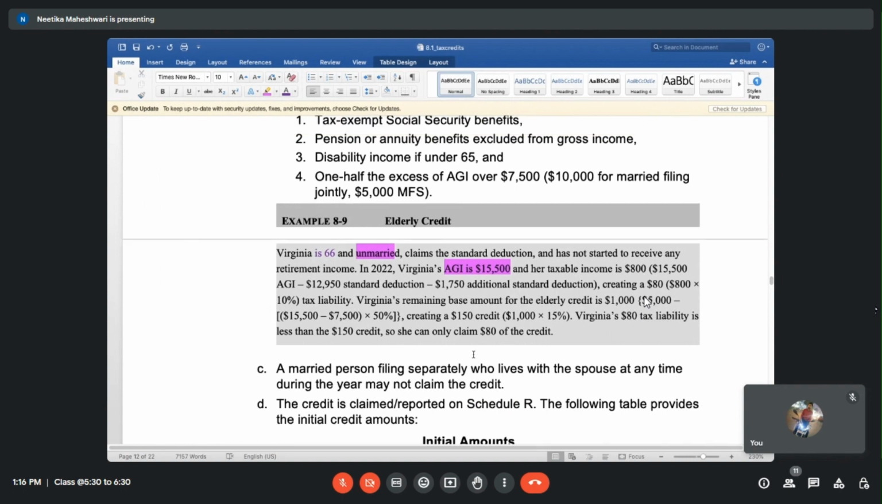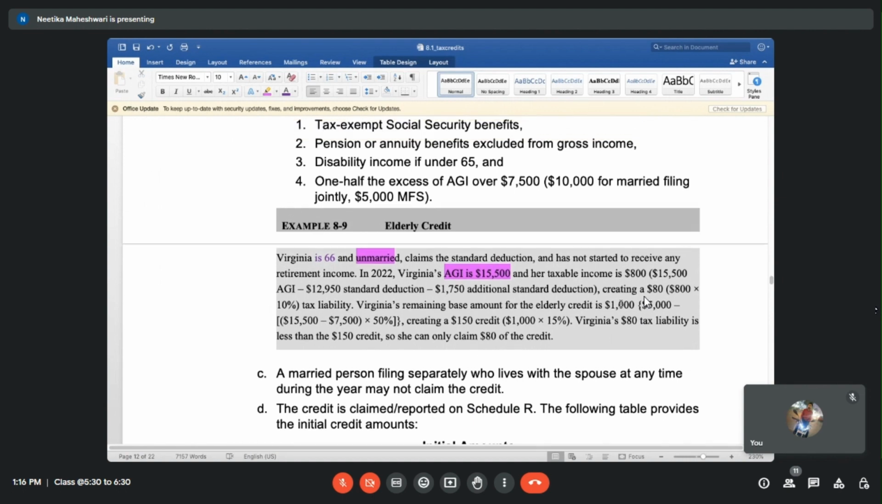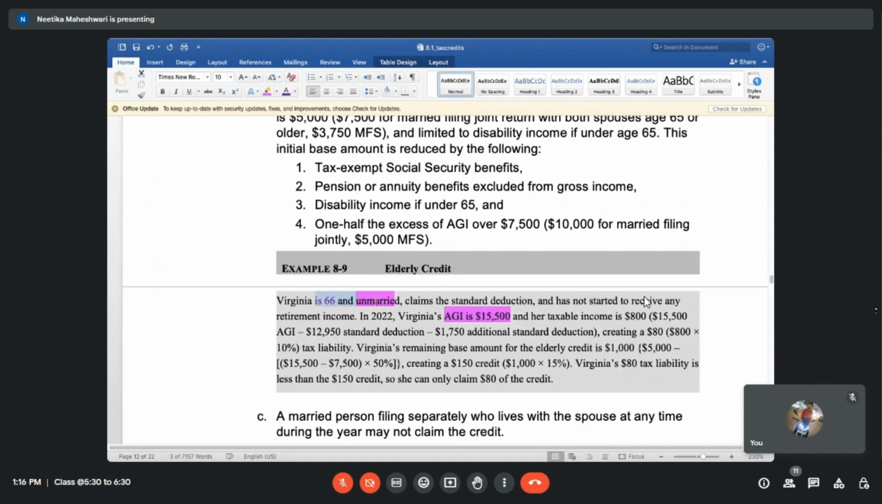Okay, so let's look over here. I think this is the confusing part. We all understand she's 66. One of the conditions she has satisfied. She's unmarried. Yeah, but we can still see, she'll fall into the single category, but we'll see what she can go for. And her income is around 15,500.